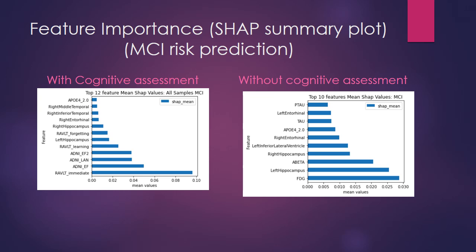Feature importance SHAP summary plot for MCI risk prediction. This details the top features for predicting MCI risk, highlighting cognitive assessments like RAVLT when they are included, and biological markers like FDG and hippocampus volume when cognitive tests are excluded.